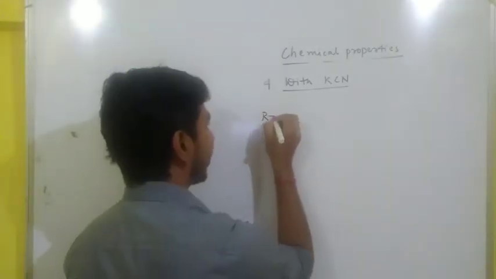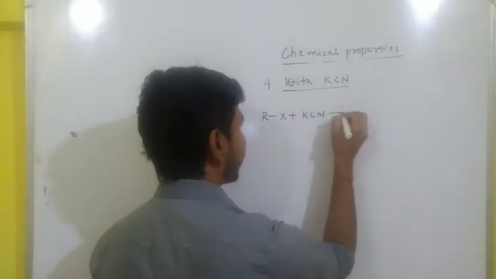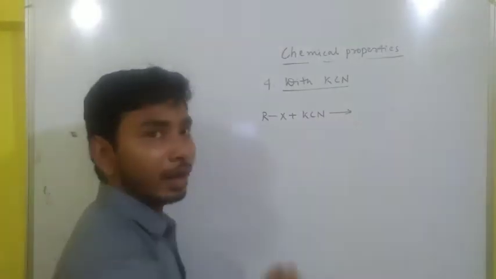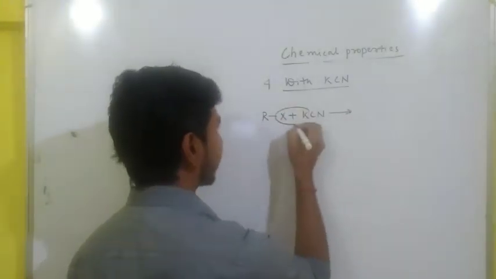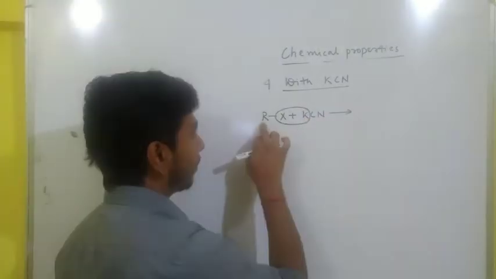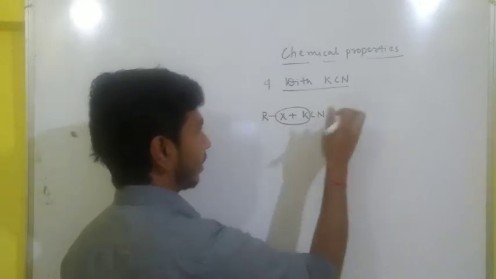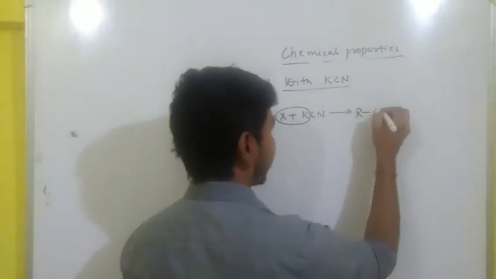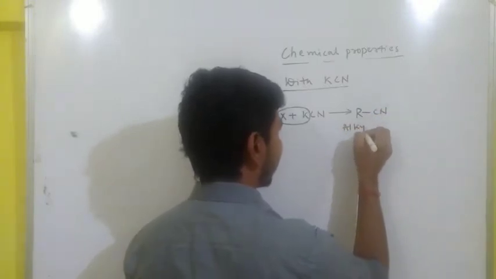So alkyl halide RX upon treatment with KCN. Alkyl halide upon treatment with KCN. So the potassium halide, KX, is removed. So the alkyl group is connected with the CN group. It is R and CN. So the product is RCN. It is called nitrile, alkyl nitrile.